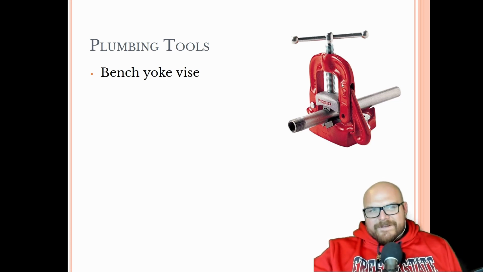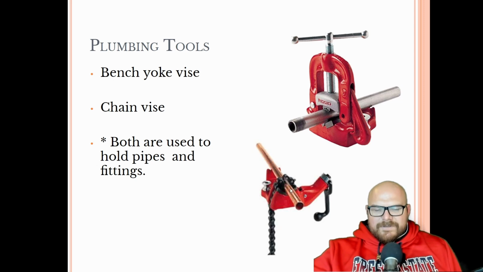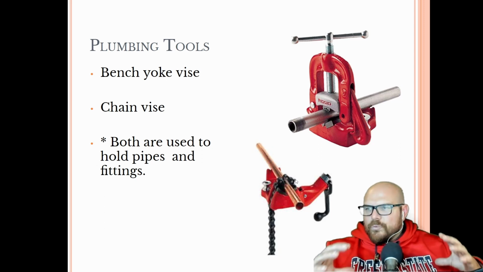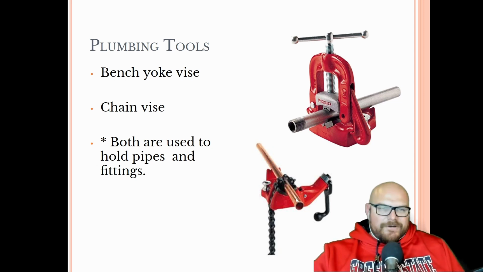So using a pipe vise is going to help. A bench yoke vise is one of them. A chain vise is another. This is an example of a chain vise. The chain wraps up and over, and there are little notches on that chain, and you adjust this lever right here, and it's going to tighten around that pipe and secure it. It's going to hold round pipes better than any kind of machinist vise, and it's not going to crush and collapse them.